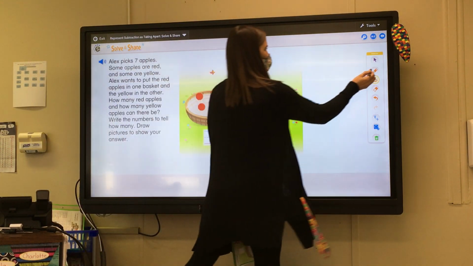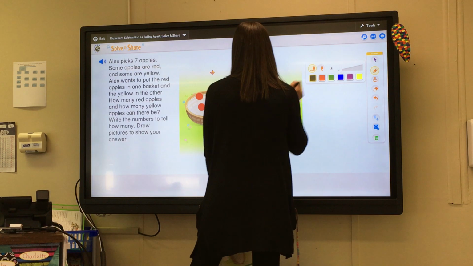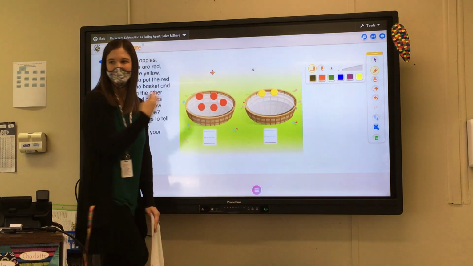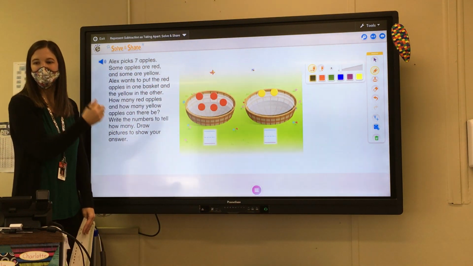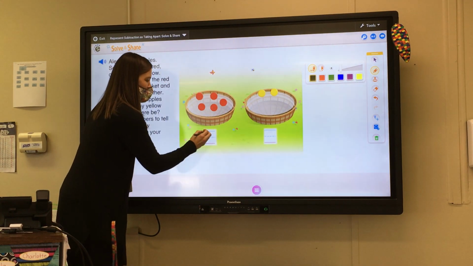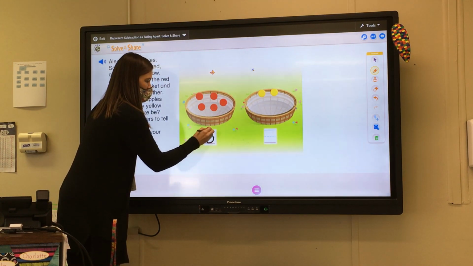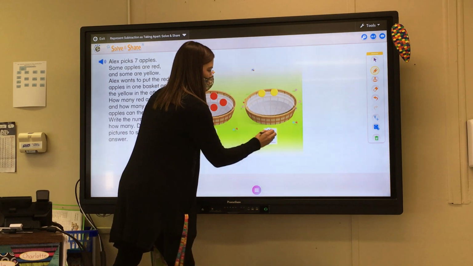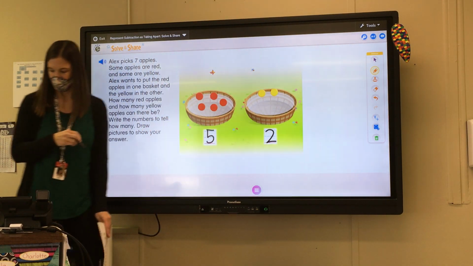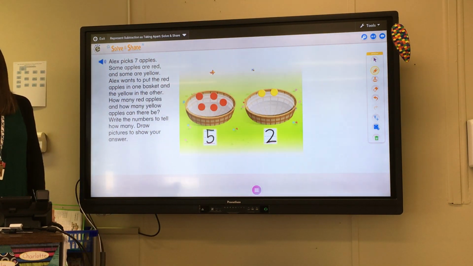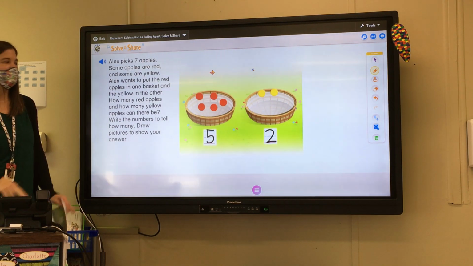So you can go ahead and do this. There are other ways to separate into 2 groups there. We're going to do this one together. There's 5 red apples. And there are 2 yellow apples. That's one way to break them apart into 2 groups.